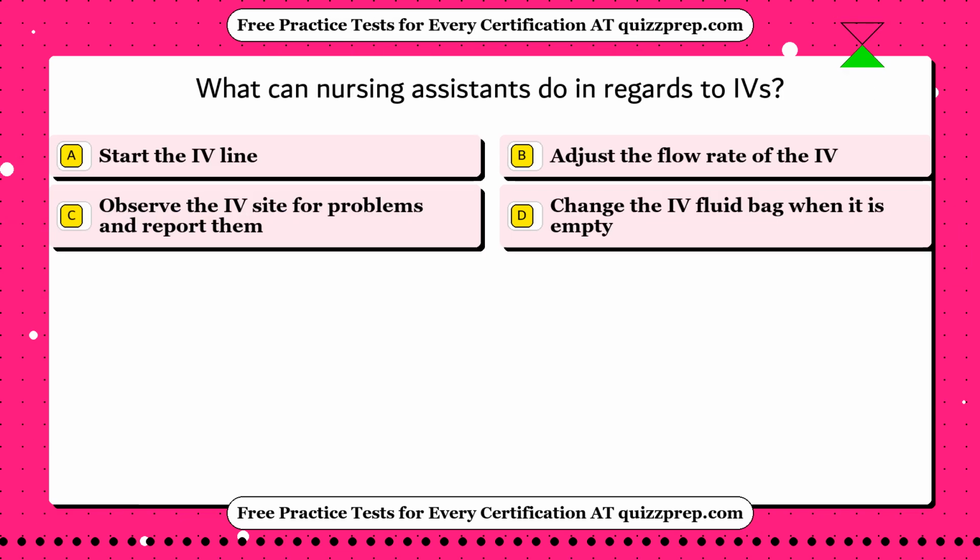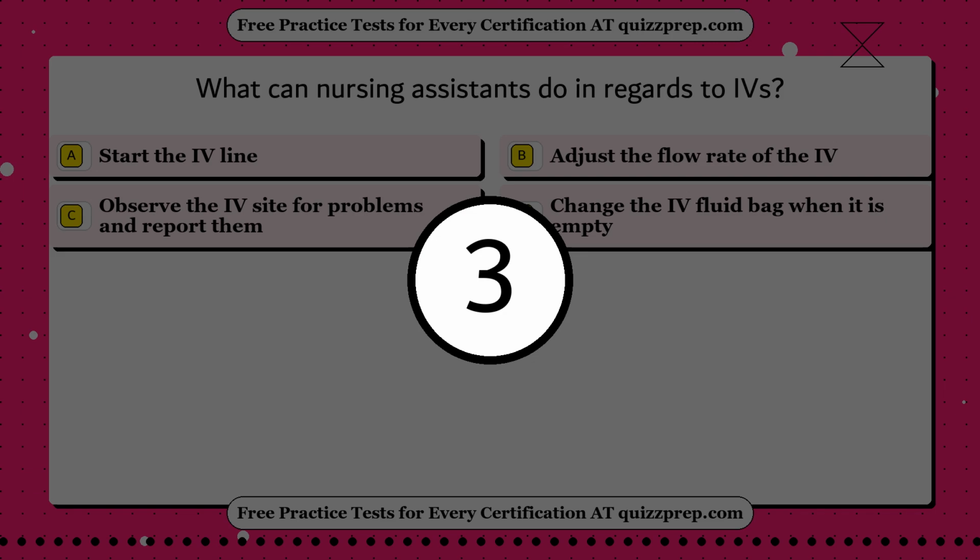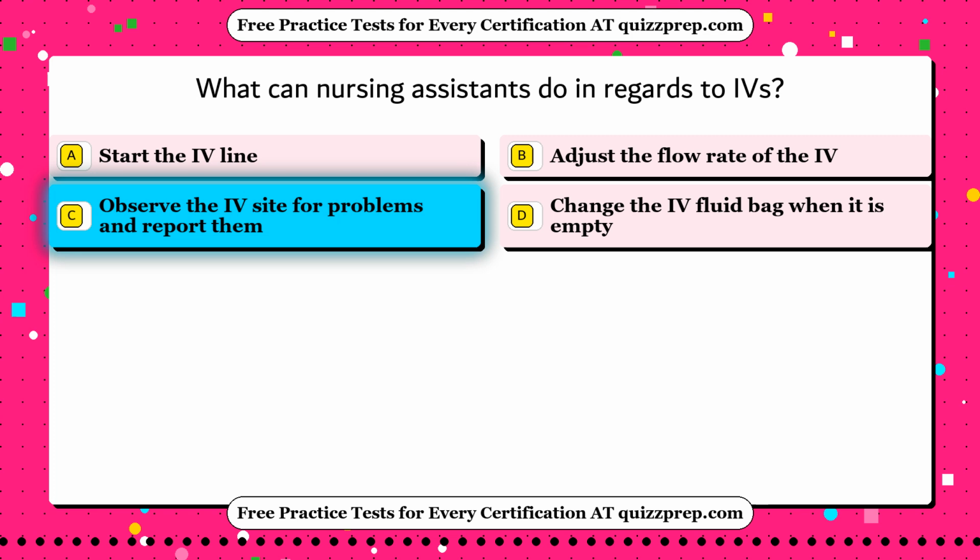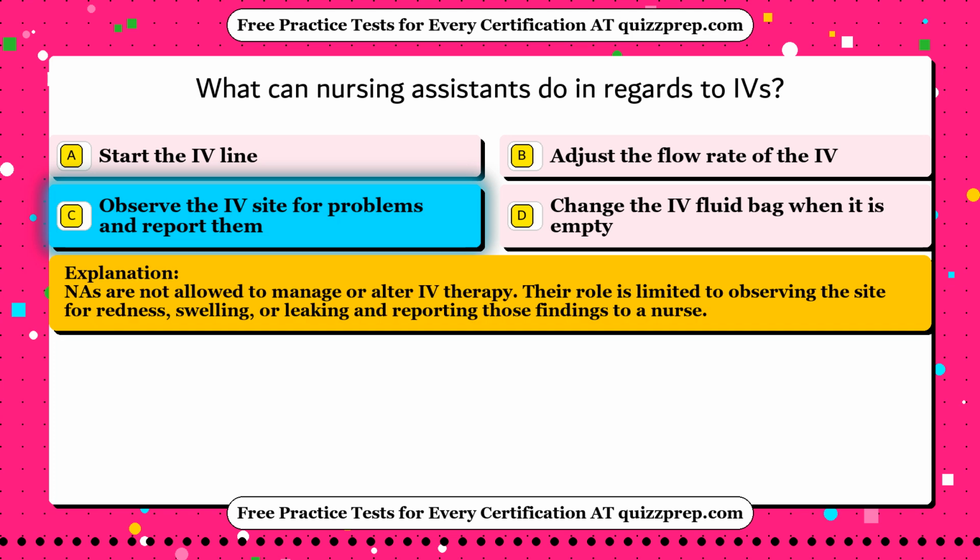Question 100. What can nursing assistants do in regards to IVs? Option A, start the IV line. Option B, adjust the flow rate of the IV. Option C, observe the IV site for problems and report them. Option D, change the IV fluid bag when it is empty. The correct answer is option C, observe the IV site for problems and report them. NAs are not allowed to manage or alter IV therapy. Their role is limited to observing the site for redness, swelling, or leaking and reporting those findings to a nurse.